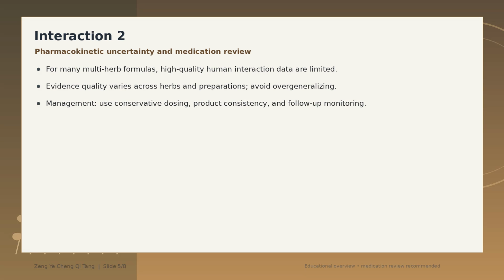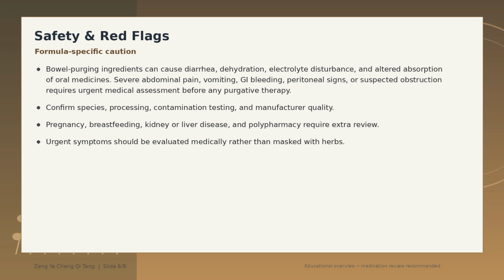The quality of evidence for herb-drug interactions ranges from pharmacology and case reports to controlled human data, and that evidence is uneven. Therefore, distinguish a proven contraindication from a plausible additive effect, and use monitoring where the uncertainty is clinically meaningful. Safety summary. Bowel purging ingredients can cause diarrhea, dehydration, electrolyte disturbance, and altered absorption of oral medicines. Severe abdominal pain, vomiting, GI bleeding, peritoneal signs, or suspected obstruction requires urgent medical assessment before any purgative therapy.